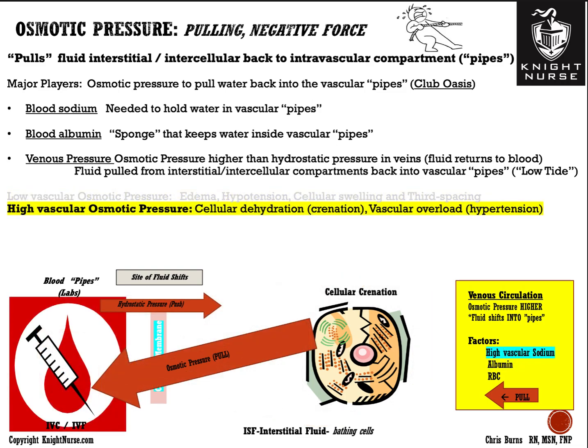Now, the opposite of that is having high vascular osmotic sucking pressure, which you can have. Let's say you have very high vascular sodium levels. Well, that water is just going to be sucked into that vascular compartment like there's no tomorrow. And it's actually going to dehydrate the cells, called crenation. They crinkle up like a raisin, and they don't work as well. And there's a whole bunch of fluid in the vascular pipes now, and that leads to vascular overload.